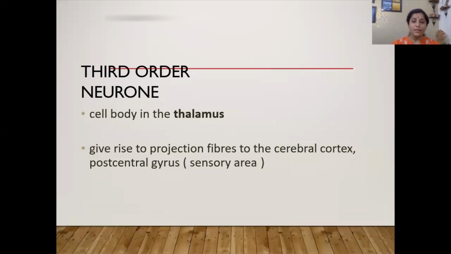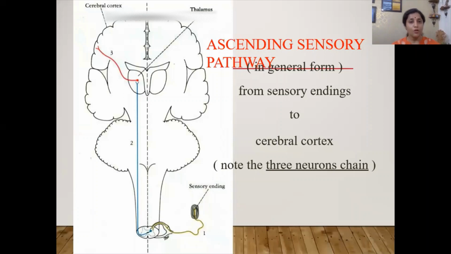Now, here the second synapse is formed between the second order neuron and the third order neuron. And here, the third order neuron originates at the thalamus and terminates at the cerebral cortex. We all know that all the conscious sensations will reach the cerebral cortex. And in the cerebral cortex, the name of this area is postcentral gyrus. And it is hence called the sensory area. Why? Because the sensations via ascending tracts are reaching the sensory area of the cerebral cortex. I hope it makes sense.